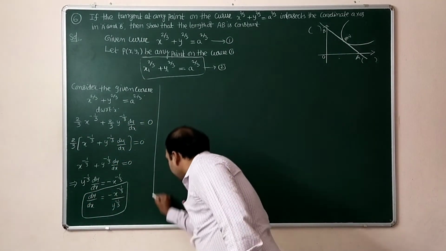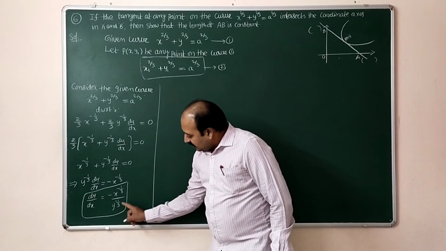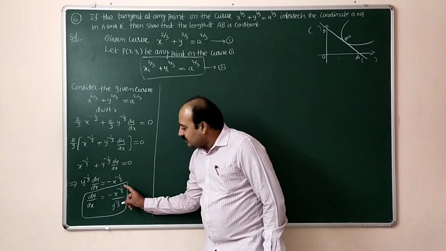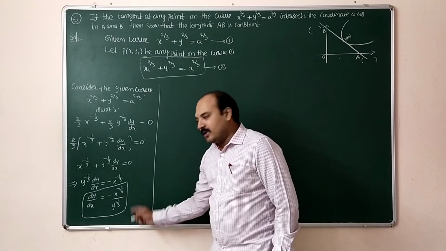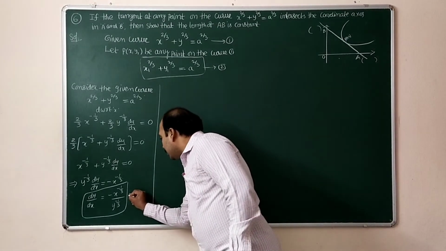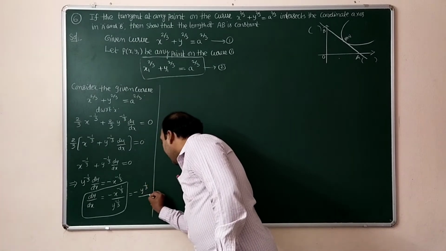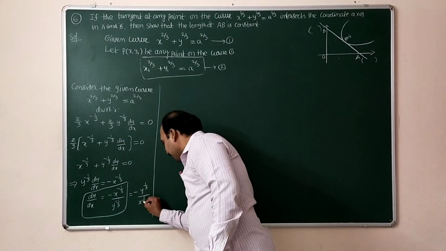From this, make dy by dx the subject. So y power minus 1 by 3 into dy by dx is equal to minus x power minus 1 by 3. So dy by dx equals minus x power minus 1 by 3 divided by y power minus 1 by 3. After that, y power minus 1 by 3 we can take into the numerator; it will become plus 1 by 3. x power minus 1 by 3 we can take into the denominator; it will become plus 1 by 3. So this is equal to minus y power 1 by 3 divided by x power 1 by 3.